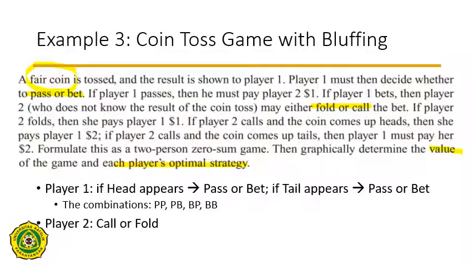Because for each result of the coin toss, you have two options. If head appears, you may pass or bet. If tail appears, you may pass or bet. Same here, so we have four combinations. Pass, pass means that if head appears, you pass. If tail appears, you also pass. Pass, bet; bet, pass; or bet, bet. So BP, bet, pass, means that if you see the coin shows up head, you will bet. If you see that the coin shows up tail, you will pass.